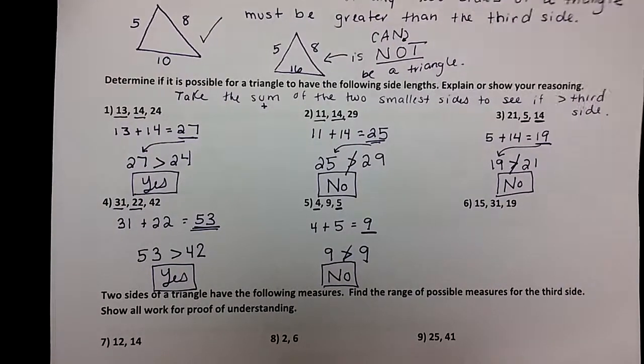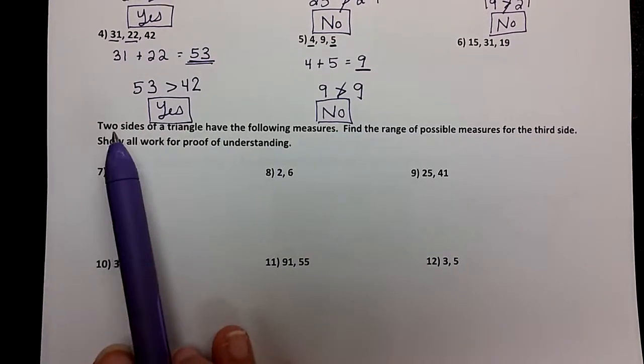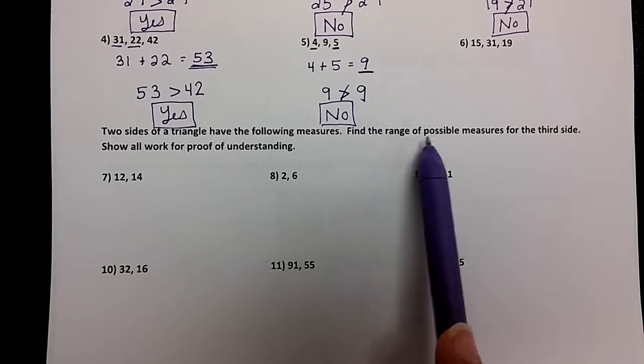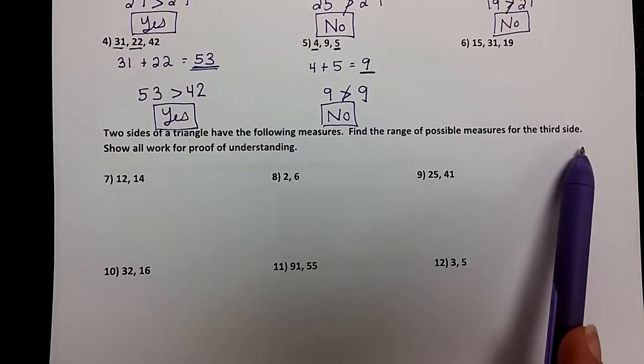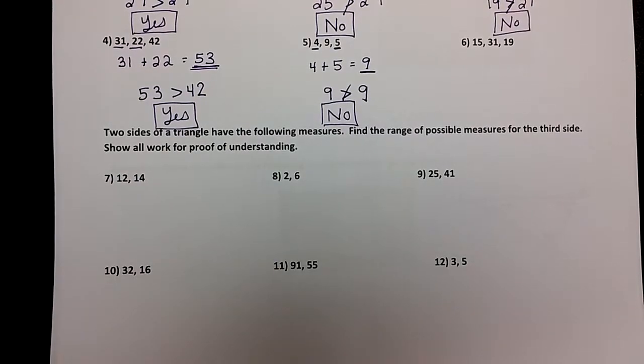The next type of question that you could be asked regarding the standard is the directions say two sides of a triangle have the following measures. Find the range of possible measures for the third side. Show all your work for proof of understanding. So again, I need to see the work you're doing to show me you really understand it. So now they're giving me 2 of the 3 sides, and we have to determine, well, what are the possible options for the third side? Okay, so we're going to come up with a range of possible options for the third side.